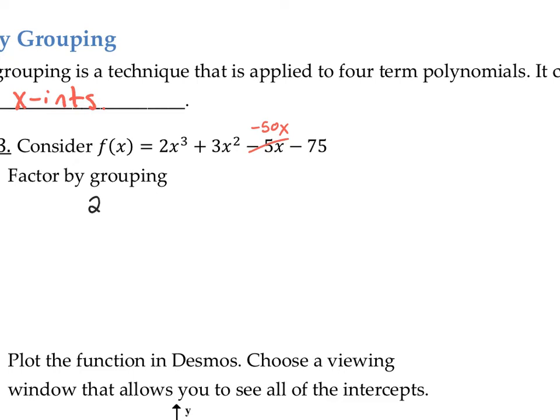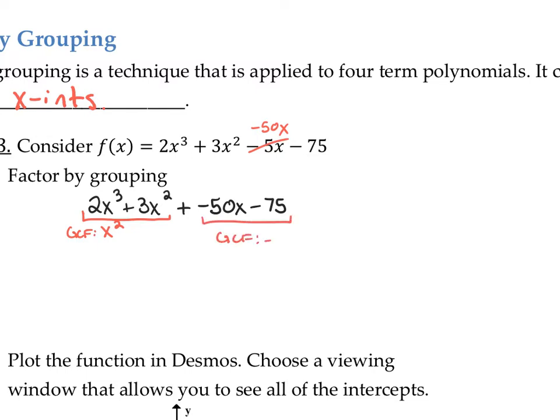So here's how factoring by grouping works. It's very similar to what we've done in the AC method. I am going to put a plus sign here in the middle of my polynomial to split it into 2 groups. Now from each of these 2 groups, I factor out whatever the GCF of that group is. So the GCF on the first group is x squared, and the GCF on the second group is negative 25. So I have x squared times 2x plus 3, subtract 25 times 2x plus 3.